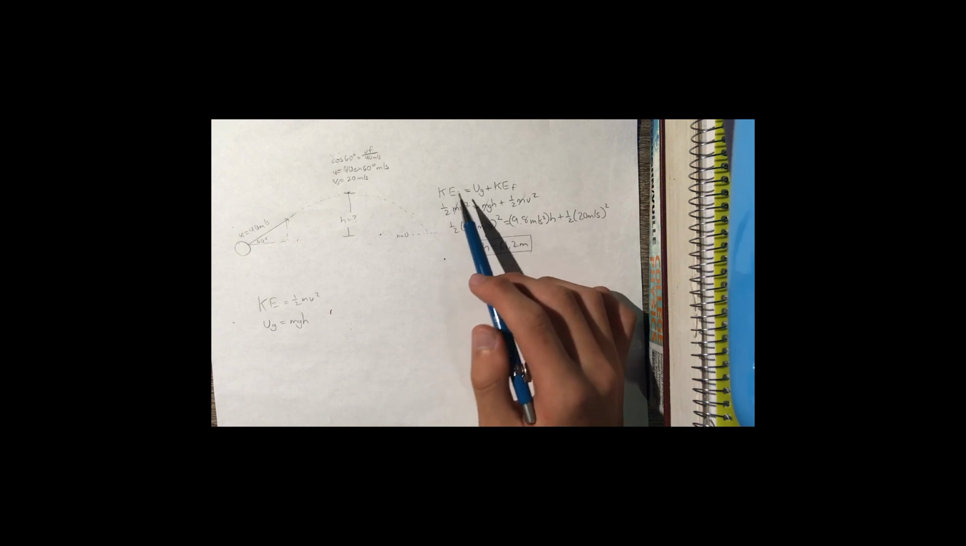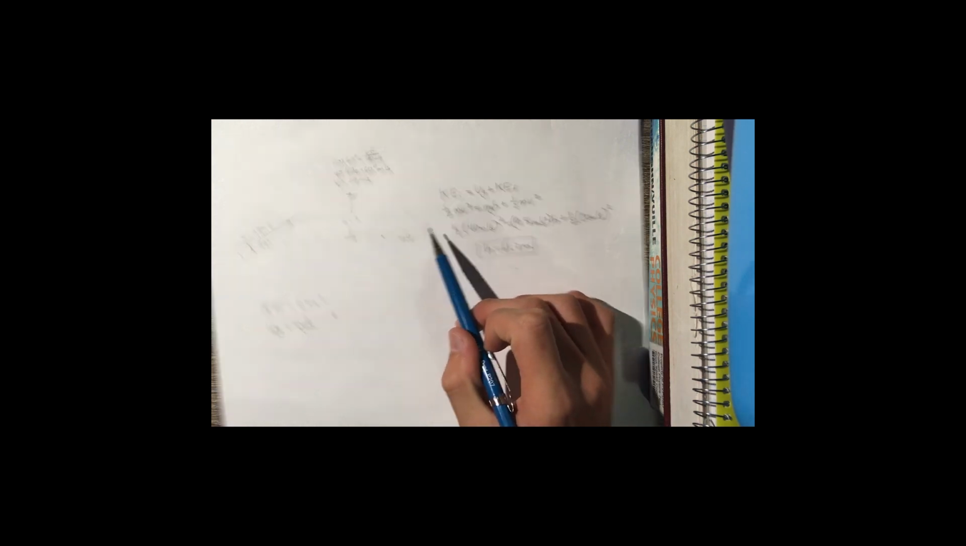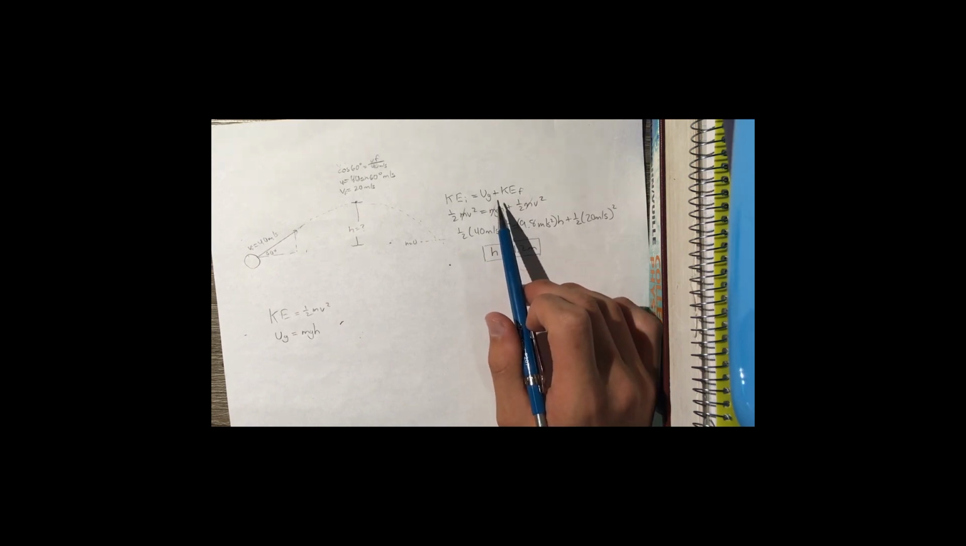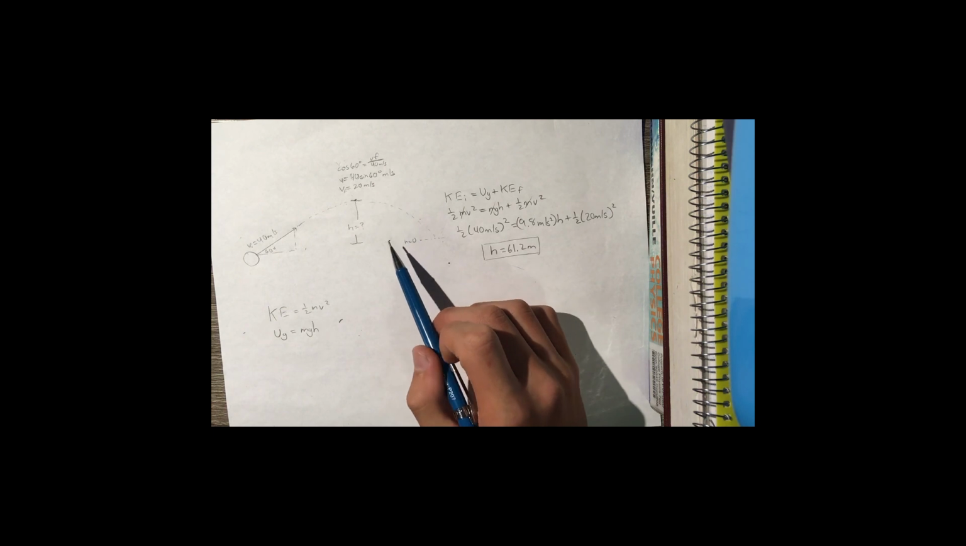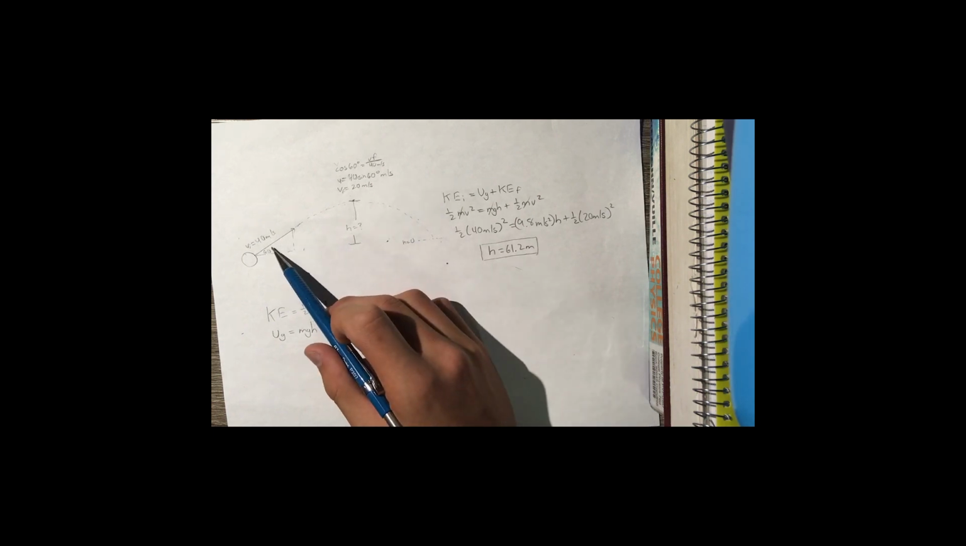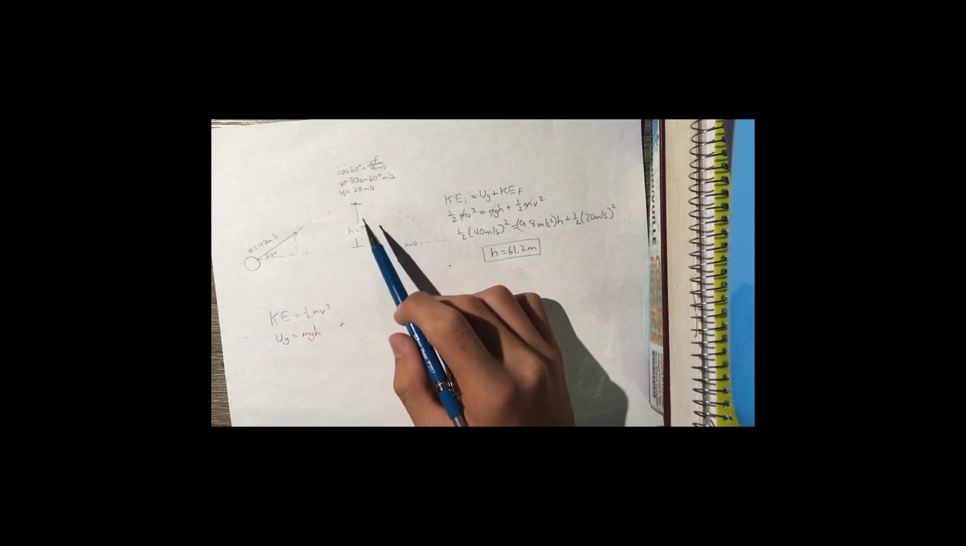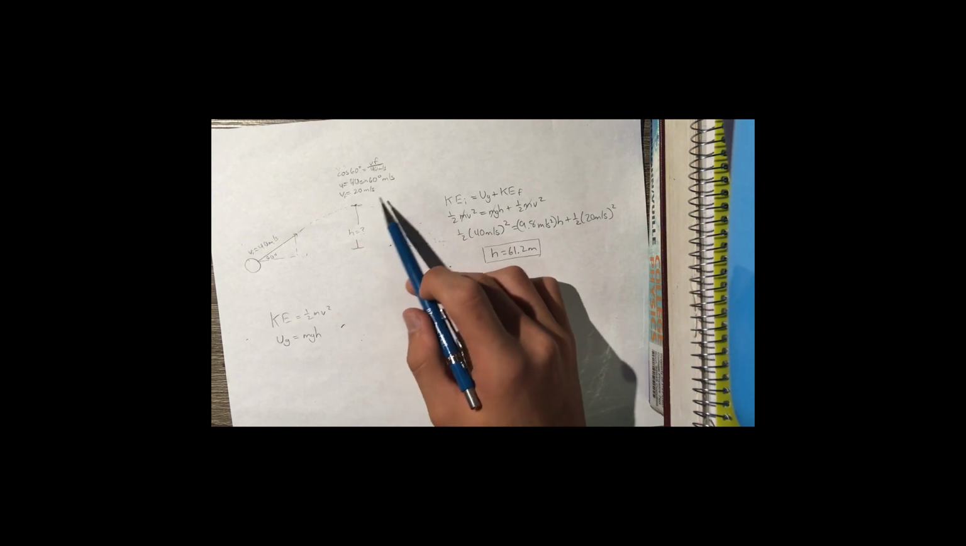And when the projectile is at its peak, it has both kinetic and gravitational potential energy, which is shown here. And we know that the initial velocity is 40 meters per second, but we don't know the final velocity at the top.